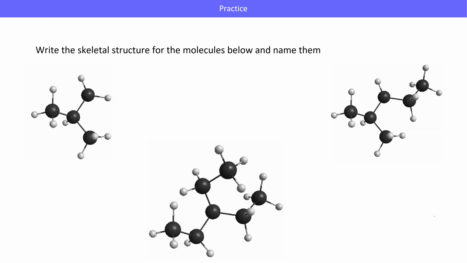So when you're ready, try redrawing these as their skeletal structure, because being able to see ball and stick and turn it into skeletal structure is its own sort of skill. It's good practice for visualizing these things. And then name them.